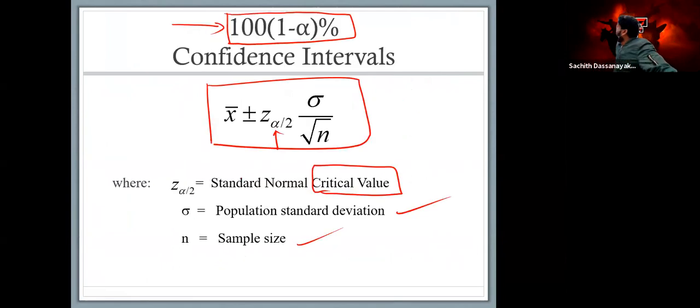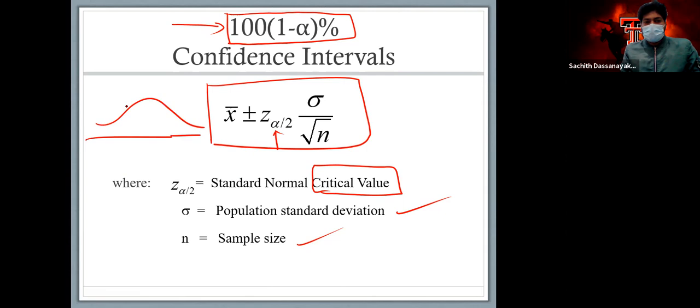Okay, here, why is this C alpha over 2? Because we are considering two standard values, since we are considering an interval like this. That's why we use alpha over 2.